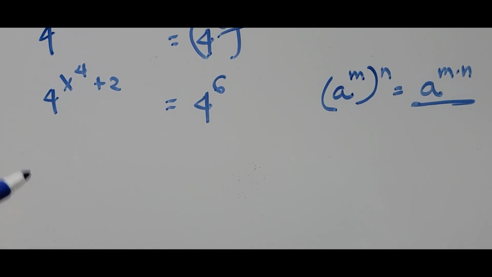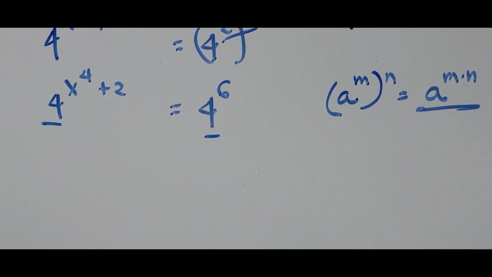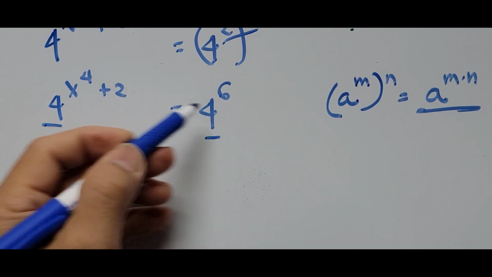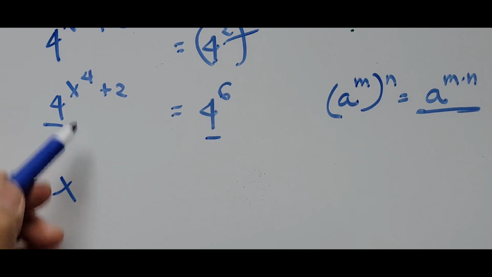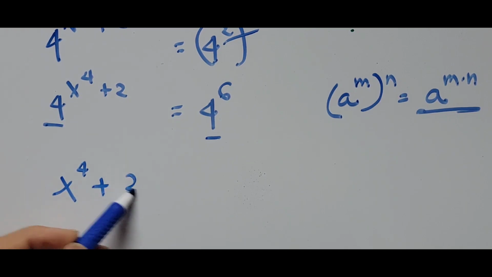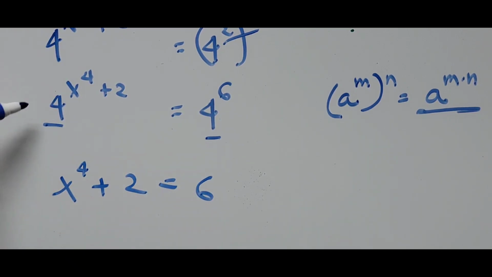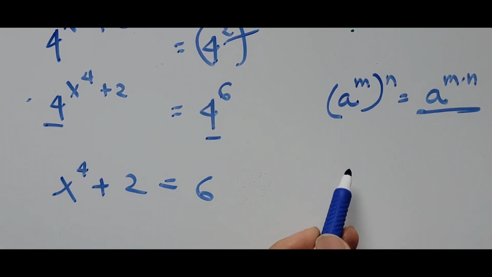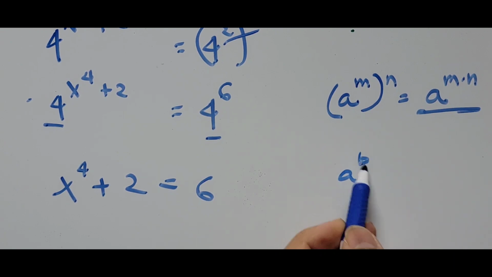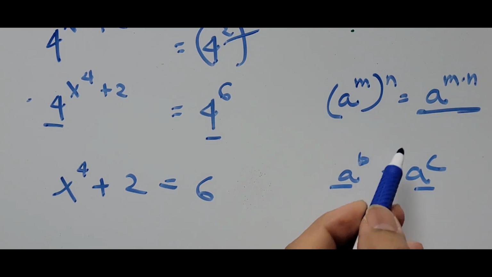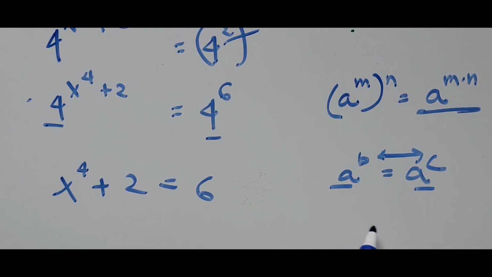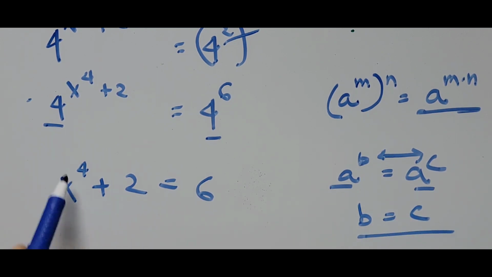Alright, and from here, since they both have the same base, we can have the exponents equated together now. So x^4 + 2 equals 6. Here we followed the exponent rule again, that is, a to the power of b equals a to the power of c, both the same base. That means the exponents can be equated, so b is equal to c. That's what we have applied here.